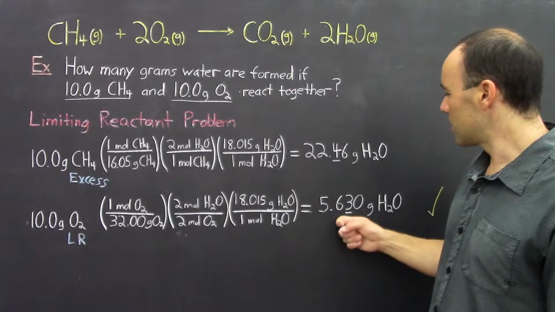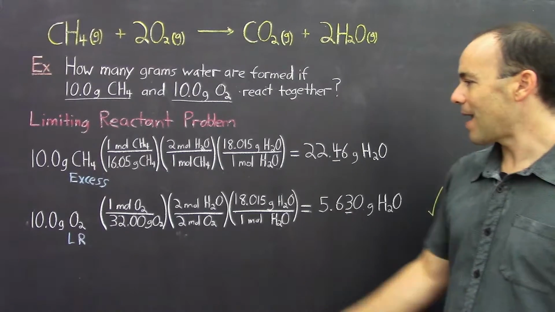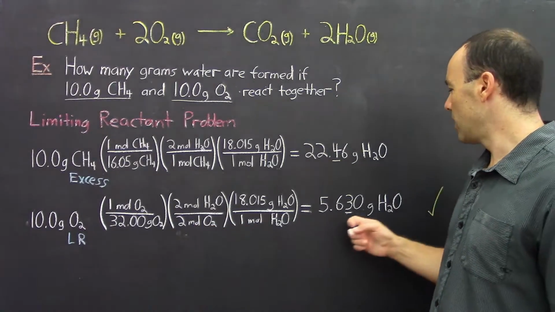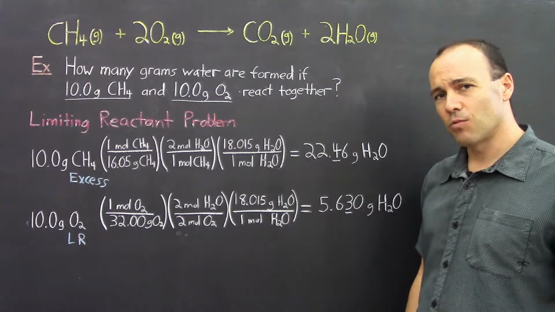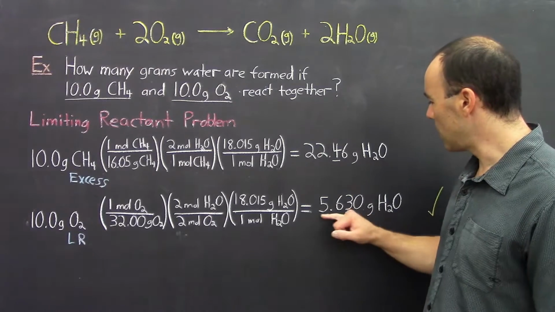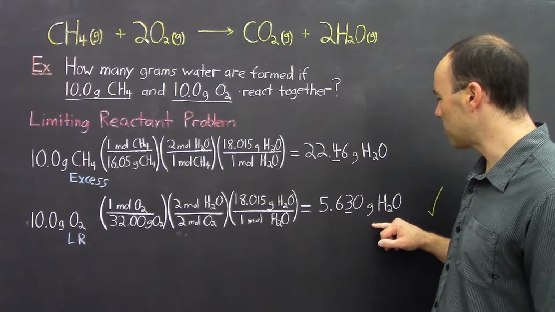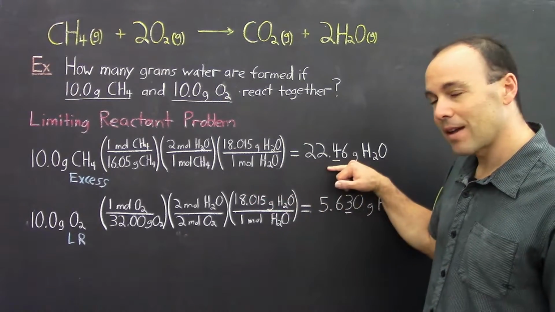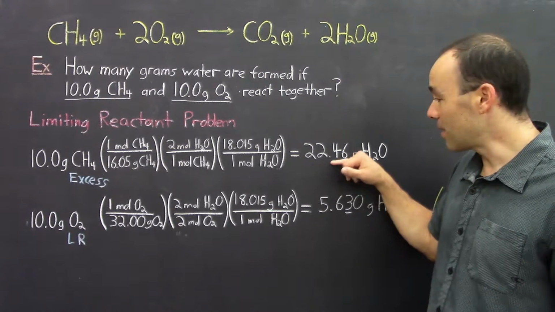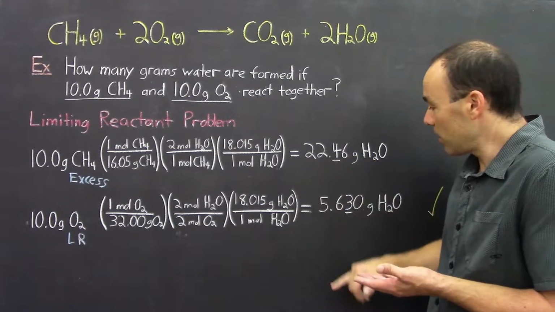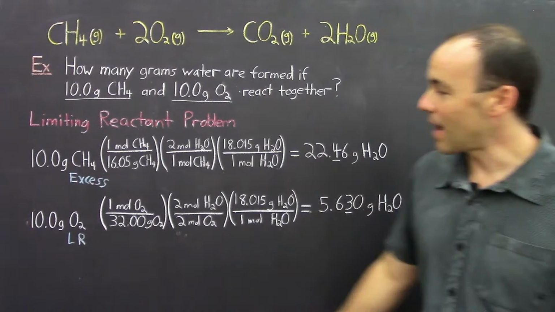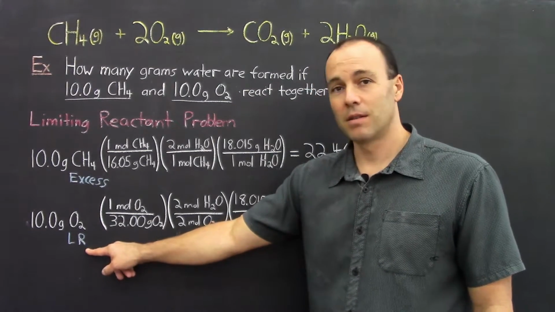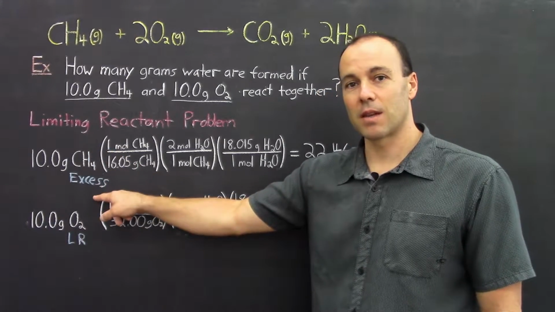It turns out this is the answer. You see, oxygen is what limits the amount of water produced. If all of your oxygen reacts, you would get 5.63 grams of water. So you know that you're not going to get that much water because all of your oxygen would only give you this much. So this has to be the answer. So it turns out that oxygen is a limiting reactant and methane is in excess.